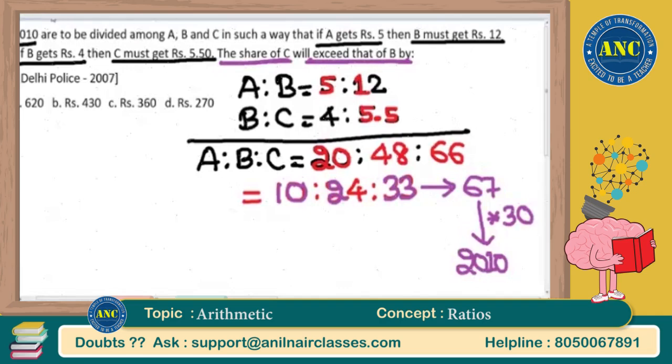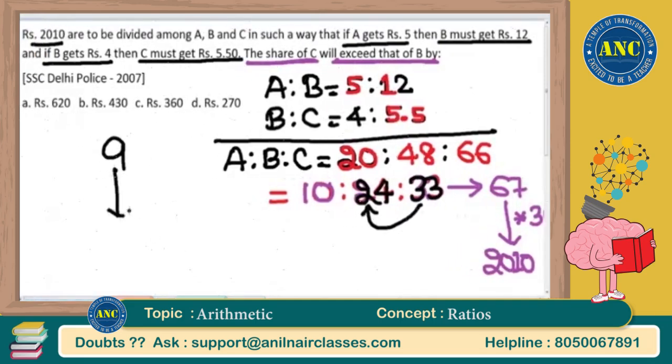The share of C will exceed that of B by how many units? According to ratio, share of C is 33. Share of B is 24. 33 is exceeding 24 by how many units? 9 units. According to ratio, it is 9. According to question, how much? Multiply that also by 30.